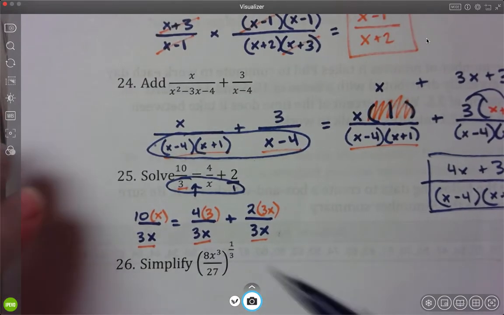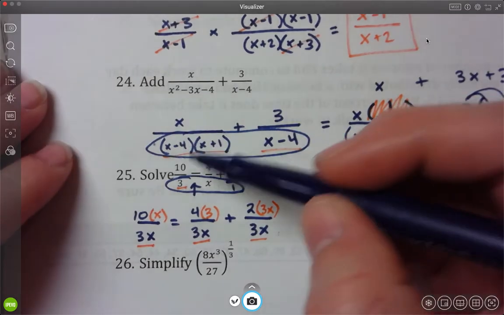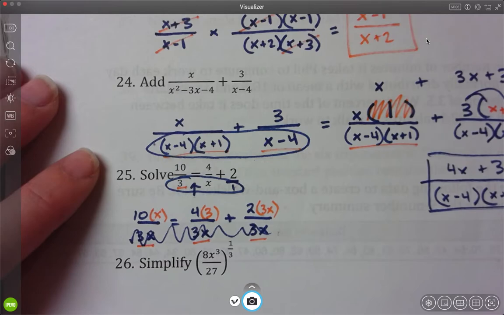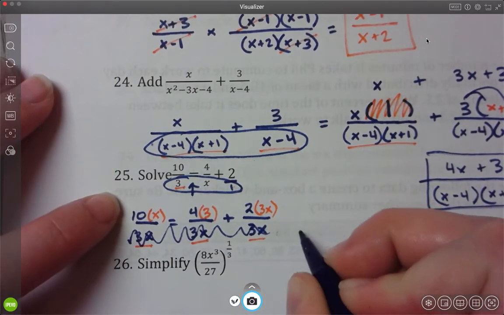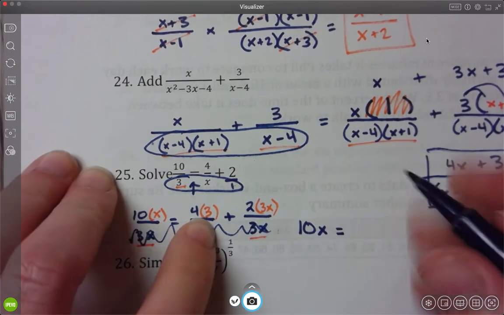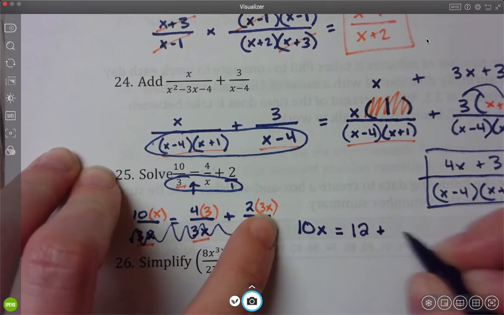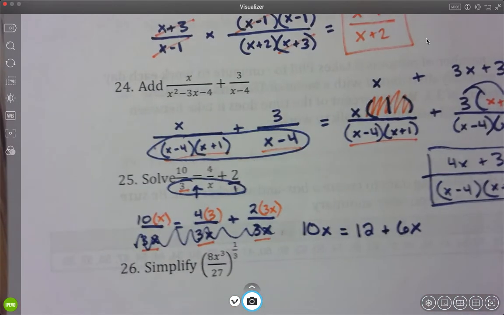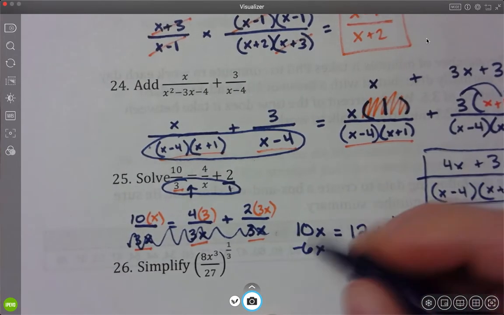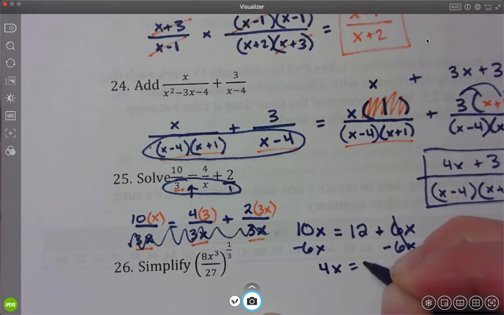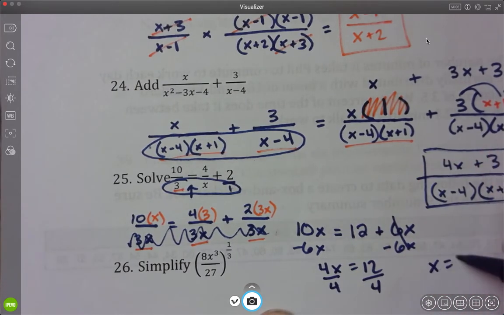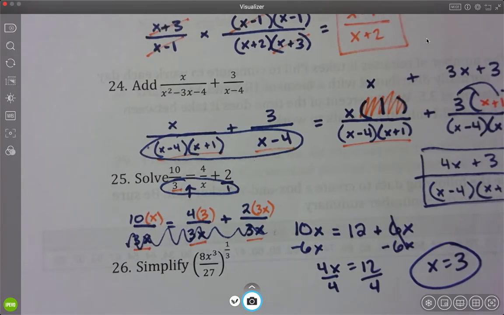Now, the only difference between this problem and the problem up above is that since there's an equal sign, I can cross that bottom piece out, right? So all I have here is, if I multiply this through, 10 times x, which is 10x, equals 4 times 3 is 12, plus 6x. And then I just solve from there, okay? So I'm going to subtract the 6x to the other side. So I have 4x equals 12. And then divide by 4, so x equals 3, and that's what he looks like, okay?